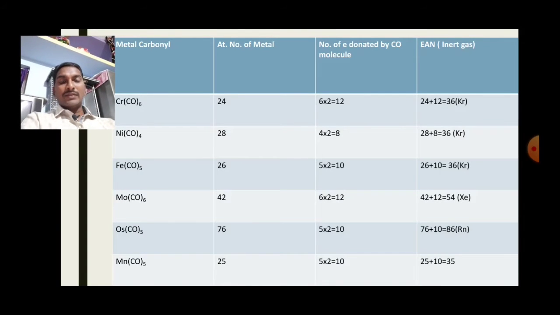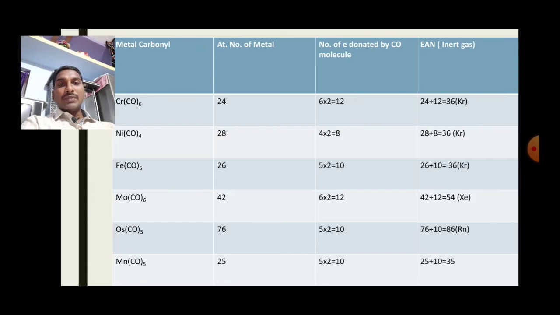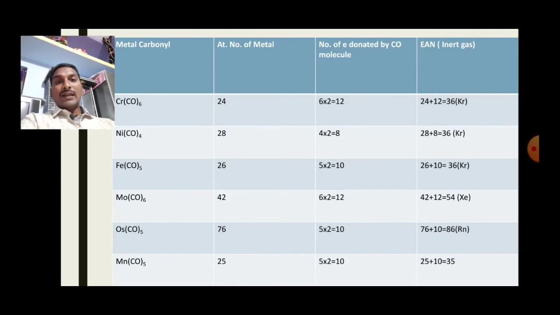This table gives the idea of the EAN rule. For example, Cr(CO)6, that is chromium hexacarbonyl. Here the atomic number of chromium is 24. There are 6 carbon monoxide molecules, so 6 times 2, that means 12 electrons are gained from the carbon monoxide molecules. So chromium acquires 24 plus 12, that is 36, the krypton atomic number, which is an inert gas. That's why chromium hexacarbonyl has stability.